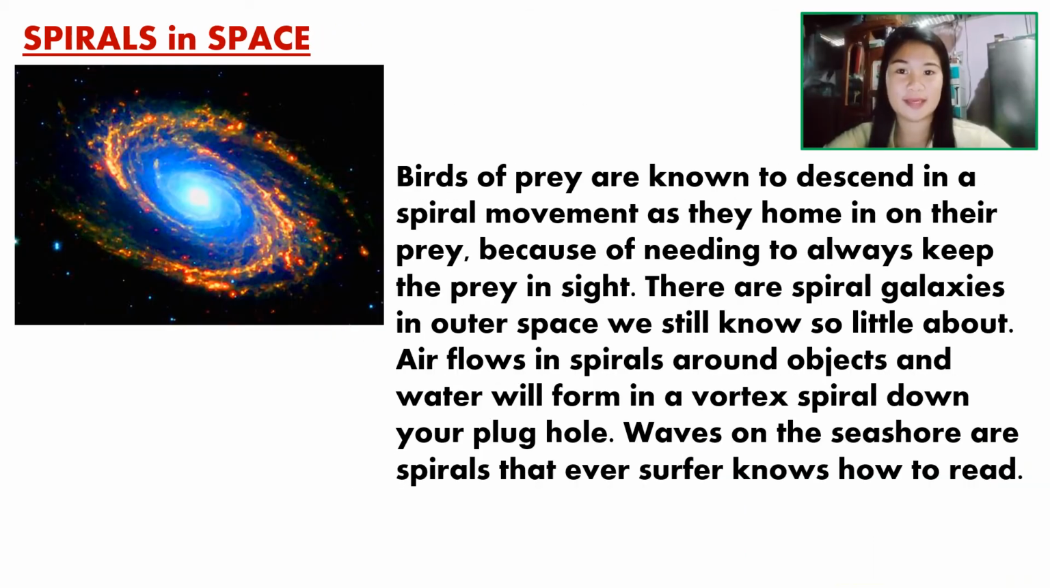Spirals in space. Birds of prey are known to descend in a spiral movement as they home in on their prey, because of needing to always keep the prey in sight. There are spiral galaxies in outer space we still know so little about. Air flows in spirals around objects, and water will form a vortex spiral down your plug hole. Waves on the seashore are spirals that every surfer knows how to read.